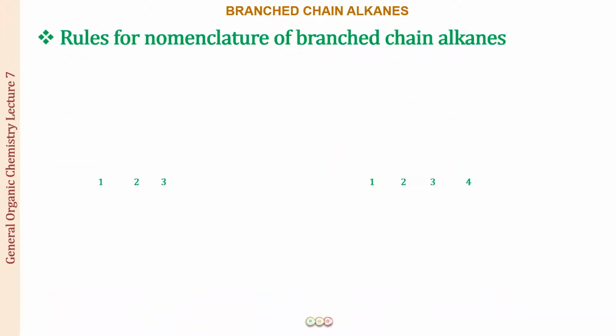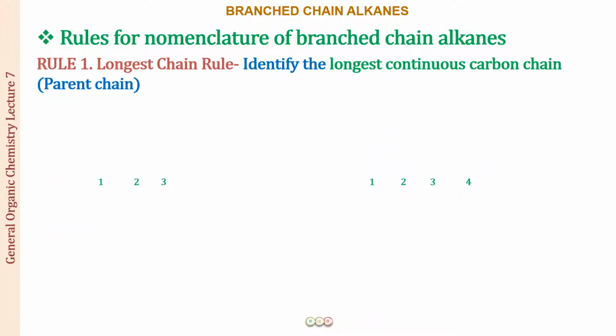The first rule for naming the branch chain alkanes is the longest chain rule. Now what do we mean by that? We have to identify the longest continuous carbon chain, which is called the parent chain. In the last lecture also we were discussing that we have to consider the longest chain, and according to that we give the word root to the alkane, right? So first of all, let us learn how we are going to identify the longest continuous carbon chain.